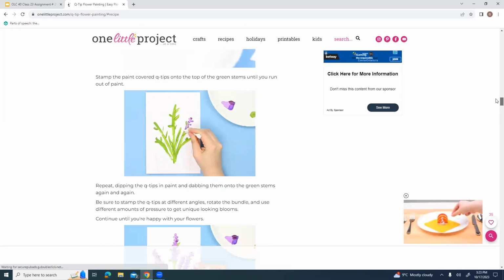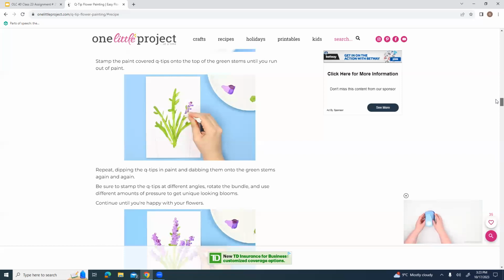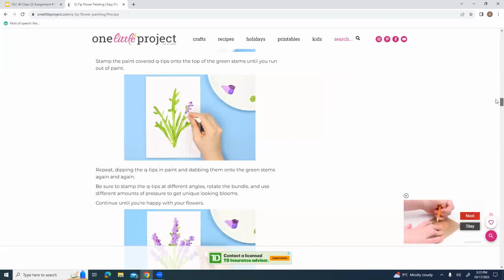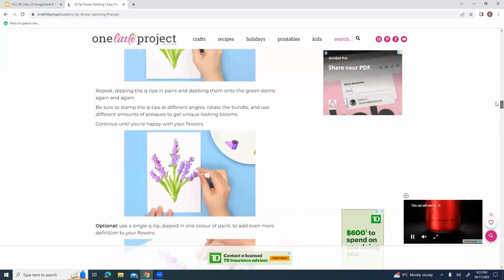Repeat dipping the Q-tips in paint and dabbing them onto the green stems again and again. Be sure to stamp the Q-tips at different angles, rotate the bundle, and use different amounts of pressure to get unique looking blooms. Okay, so they're telling you it will look all the same if you keep them in the exact same position. If you want them to look different, change it around a little bit. Continue until you're happy with your flowers.